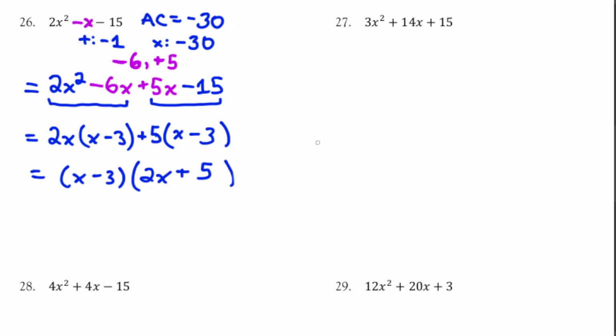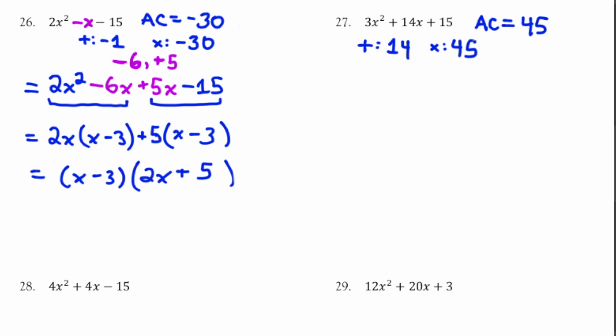Okay, let's do a few more. Here's number 27. First off, we look at the 3. The 3 is annoying. It means we can't use our nice shortcut method. Instead, we'll use the AC method. It's called the AC method because we start by multiplying A, which is 3, by C, which is 15. Then we use this number. We look for two numbers that add up to 14 and multiply to 45. Oh my gosh.